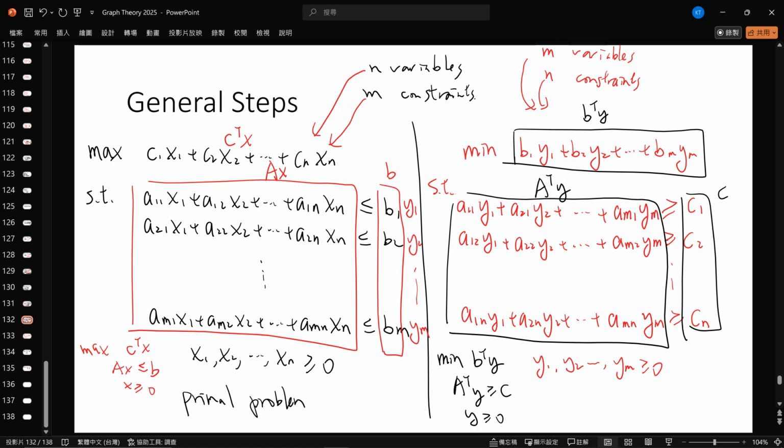All the variables are non-negative. This is the primal problem, and the dual problem has a very similar form. The only difference is that we take the transpose of the matrix A. Now the variable becomes y, and in the objective function of the dual, the coefficient becomes b.